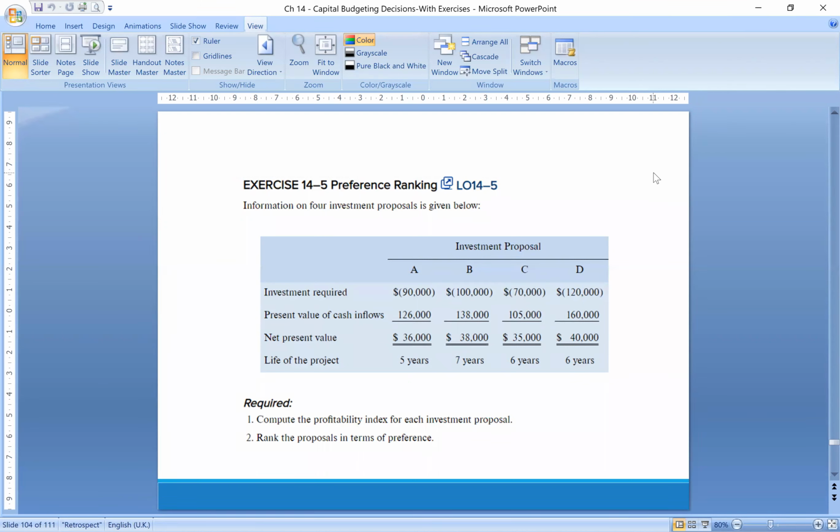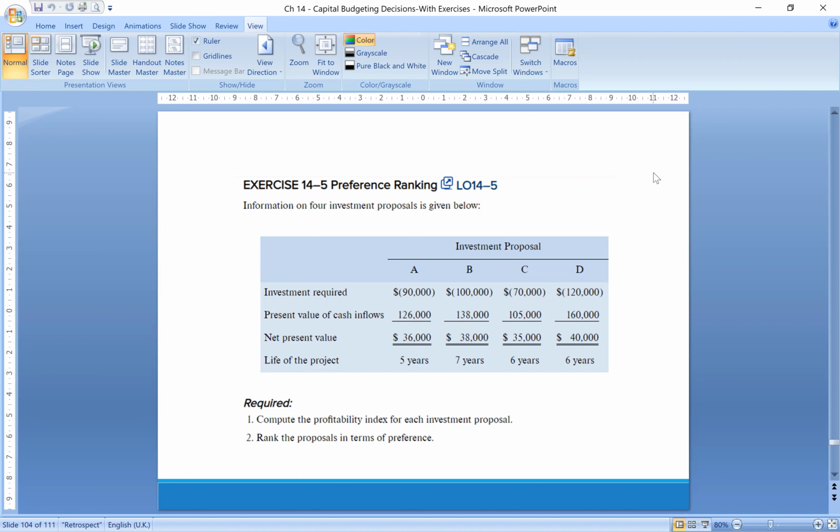Suppose 14.5, preference ranking. Information on 4 investment proposals is given below. We do have 4 proposals. Investment required: 90, 100, 70, 120,000 respectively. Present value of cash inflows: 126, 138, 105, 160,000. Net present value: 36, 38, 35, 40. And the lives of the projects are different: 5, 7, 6, 6 respectively. Compute the profitability index for each investment proposal.